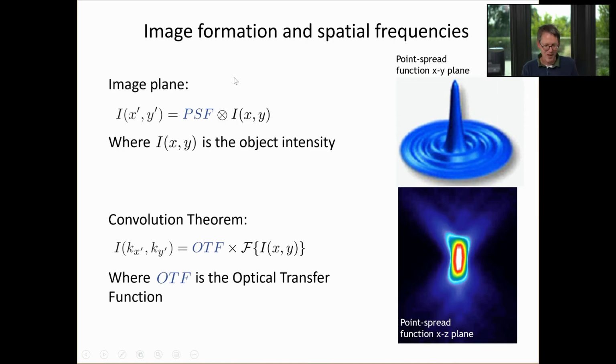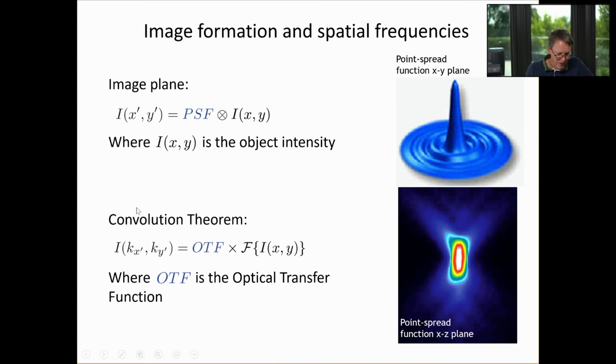So here's a formalistic way of describing this. If I want to form an image, I can think of it as the following operation. I can say the intensity in the image I of x dashed, y dashed is given by the point spread function, i.e. the spatial resolution of the instrument, convolved with the sample intensity at corresponding points x and y. So that's a so-called convolution operation.